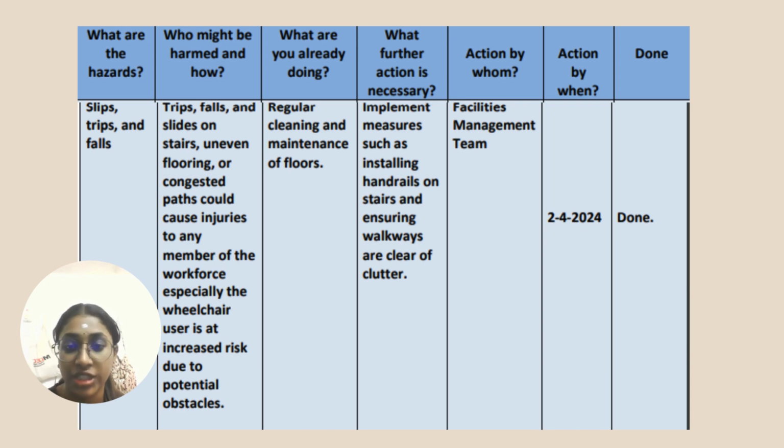So what we already did is we are doing the regular cleaning and maintenance of the floor. The future action we can take is to implement measures such as installing handrails on the stairs and ensure the walkways are always clear of clutter. So this action is taken by the facilities management team. This action was done on the 2nd April 2024. This action is already done.